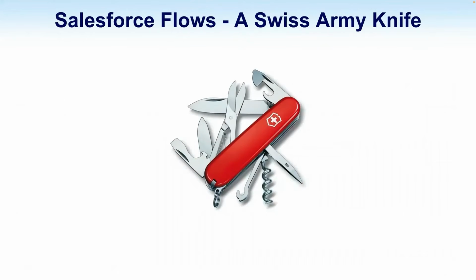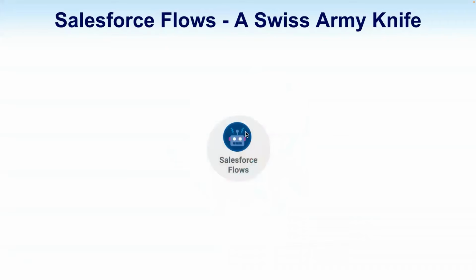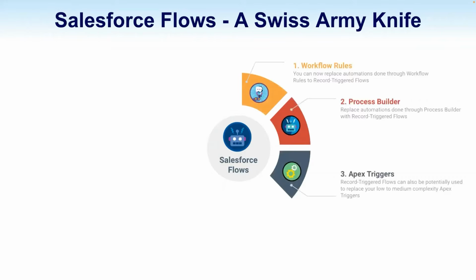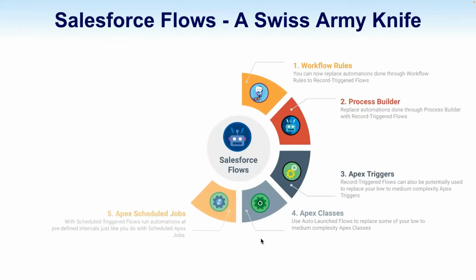I think of flows as a Swiss Army knife. A Swiss Army knife has different tools for different purposes. Like it has scissors, it has a knife, it has bottle opener, etc. Similarly, you can use flows for different purposes in different situations. For example, you can use it in place of workflow rules, process builders, and Apex triggers to run automations when the record gets created, updated, or deleted. In some cases, you can use it in place of Apex classes. You can use it in place of Apex scheduled jobs to run automations at predefined interval.